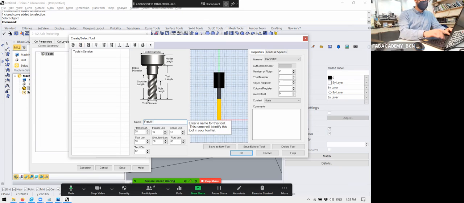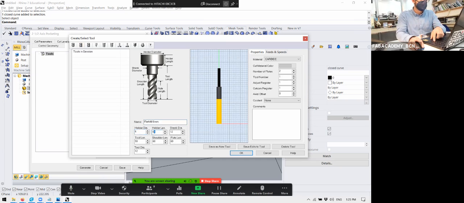So I will name it flat end mill, 6 millimeter. Holder diameter is 6. Holder length, I don't care. Shank diameter is 6. Tool length is 90. Tool diameter is 6. So it's an end mill that is straight, and has a cutting length, flute length, of 27. This is the most important, the diameter and the flute length. That is the cutting area, that is the yellow part. Number of flutes, 1.